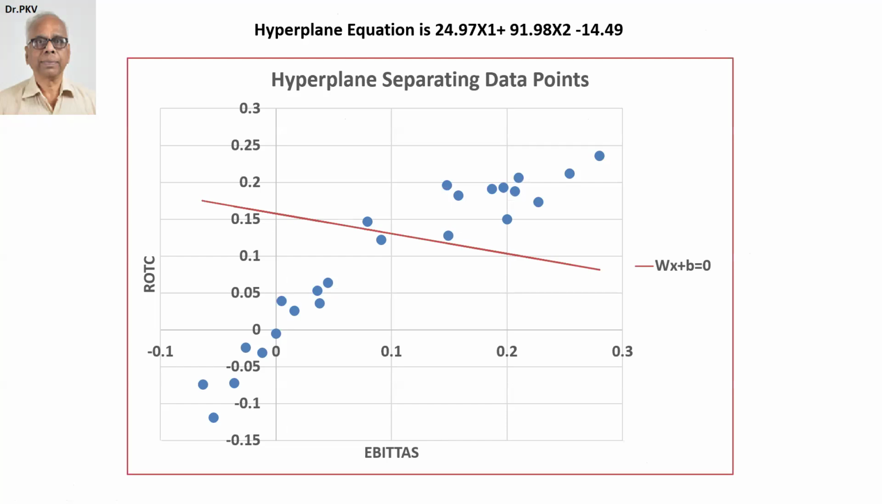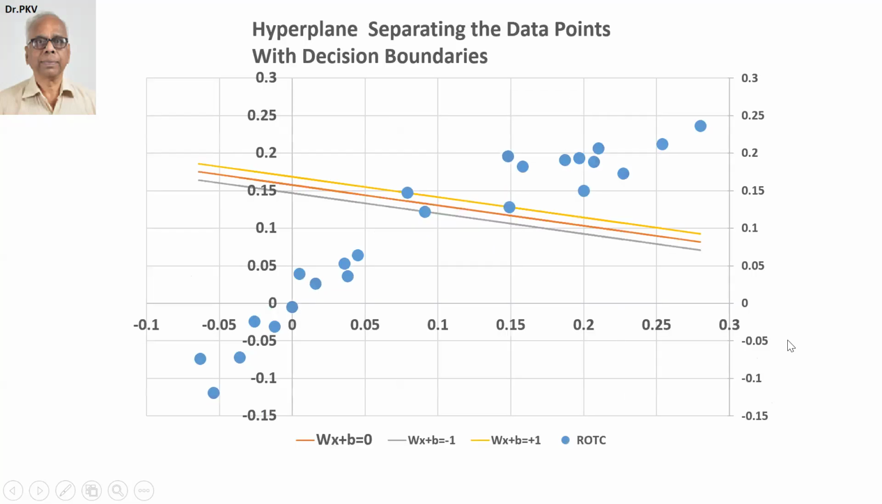This is the hyperplane equation, Wx plus b is equal to 0, plotted using Excel graphics. And the hyperplane equation once again is displayed above. ROTC is on the vertical axis, EBITDA on the horizontal axis. Then you have the two equations that are called the boundary equations. Above the hyperplane is +1. Below the hyperplane is -1.